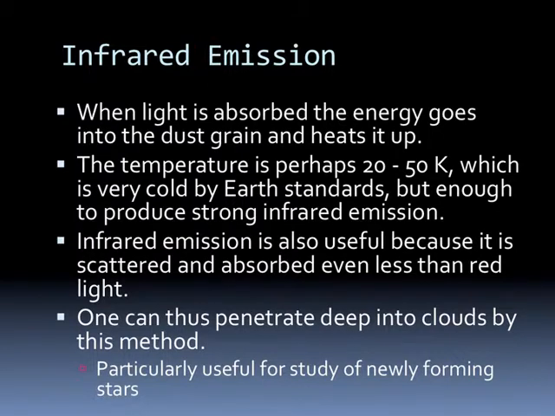When light is absorbed, the energy goes into the dust grain and it heats up. The temperature is perhaps 10 to 50 degrees Kelvin, which is very cold by Earth standards, but enough to produce strong infrared emission. Infrared emission is also useful because it is scattered and absorbed even less than red light. One can thus penetrate deep into clouds by this method.